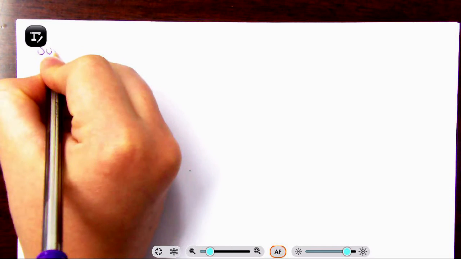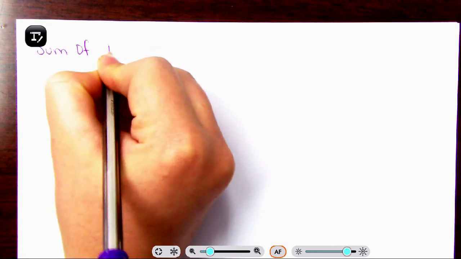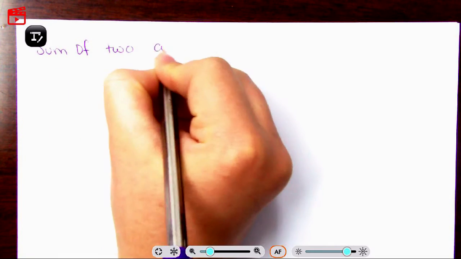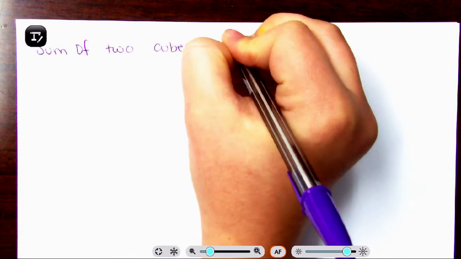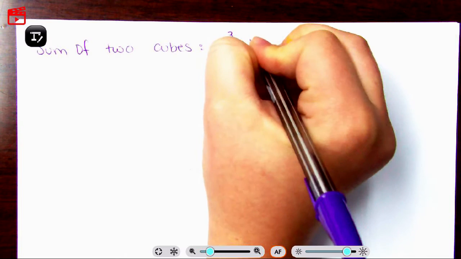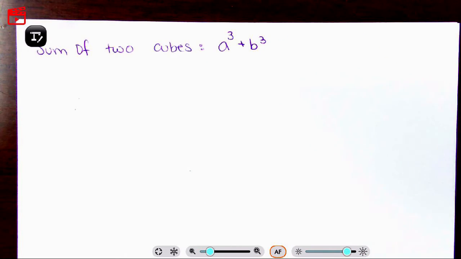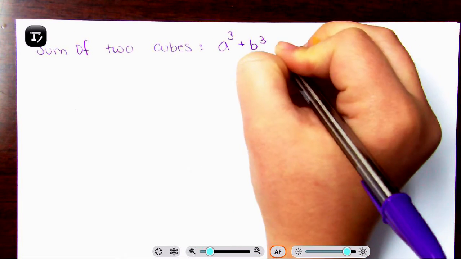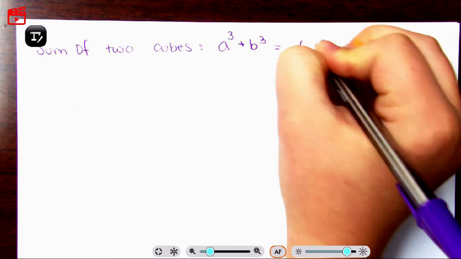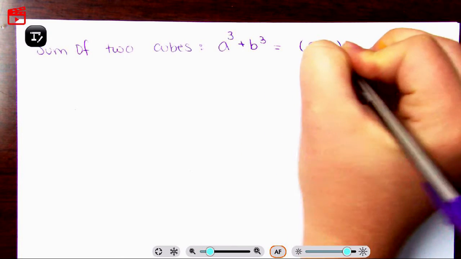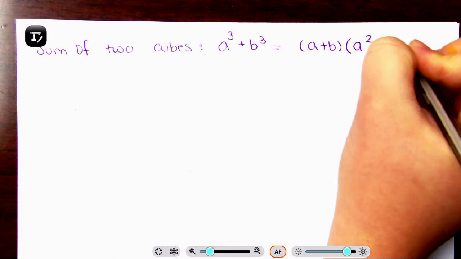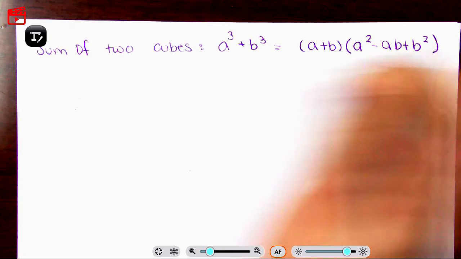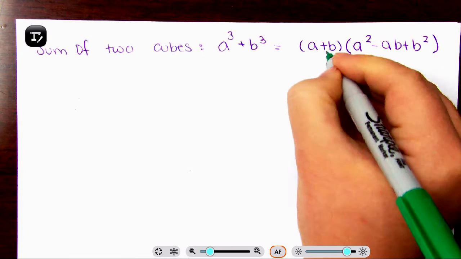So the sum of two cubes. That means if you have something cubed plus something cubed. And this is how you're going to remember: a plus b times a squared minus ab plus b squared. The symbols.